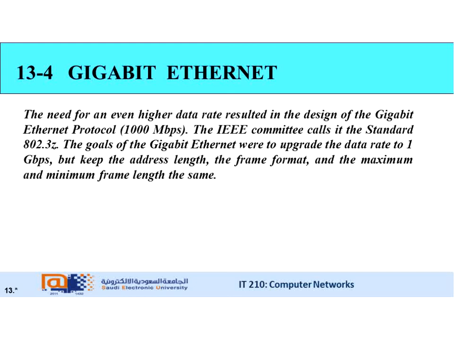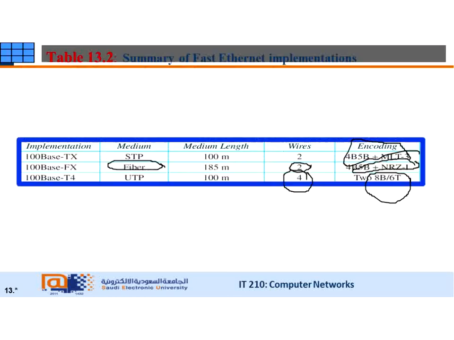Now next we have questions from this table. We may ask for the implementations of Fast Ethernet, so you have to name the implementations. We can ask for the medium, which type of medium we are using for which implementation.